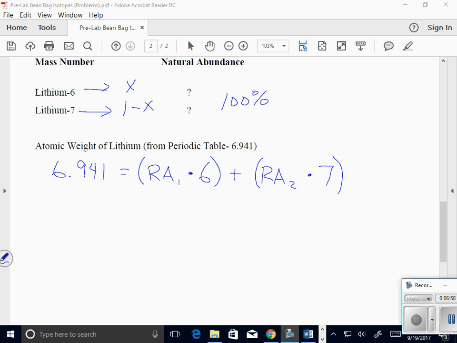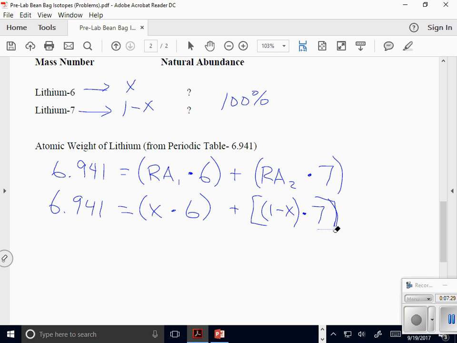We okay with that? Now, I'm plugging those into my equation. So, 6.941 is equal to X times 6 plus, and I'm going to use brackets because 1 minus X is Ra2, times 7. That should be a bracket.